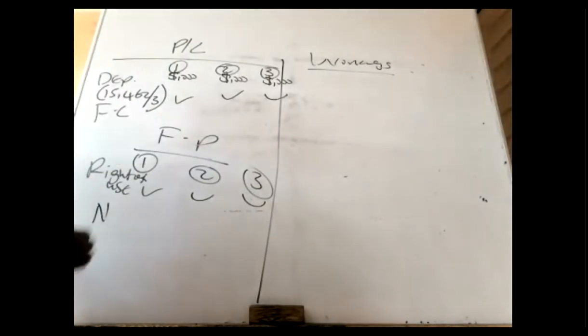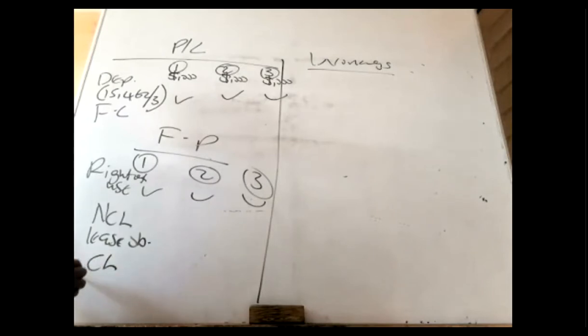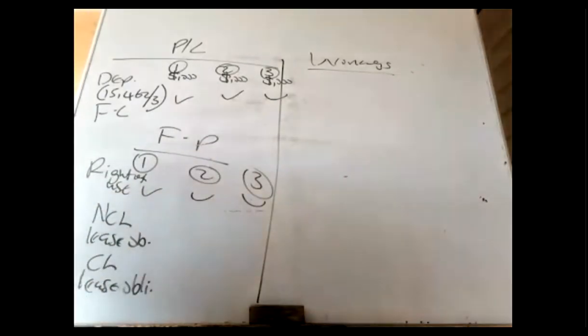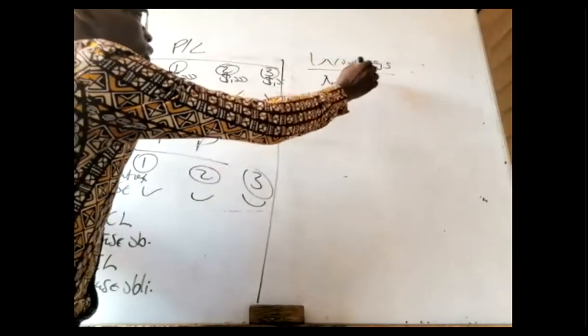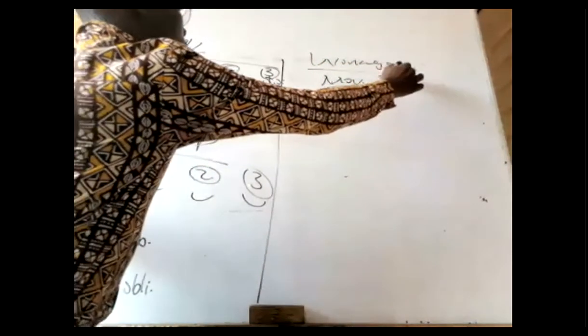Then you go to non-current liability, which must be the lease obligation. You go to your current liability, which must also be the lease obligation. So basically, these will be the items. I'll quickly perform the entries here for us to see how best we can calculate. First, this is arrears. So in arrears, first of all, we are going to calculate what we call the movement in liability.